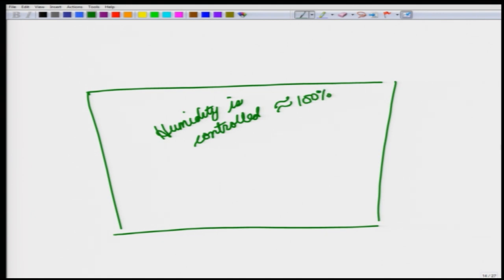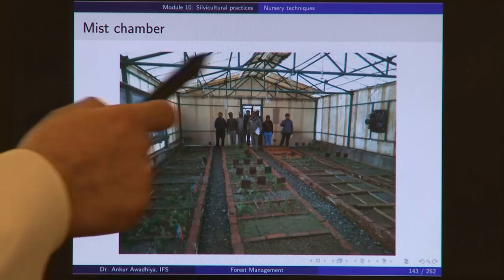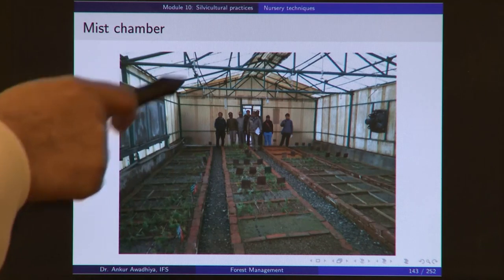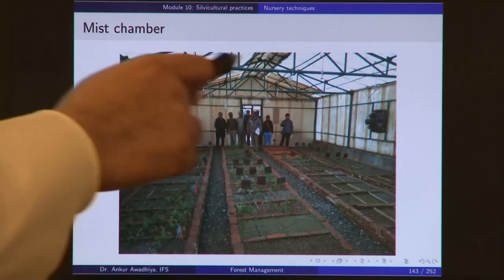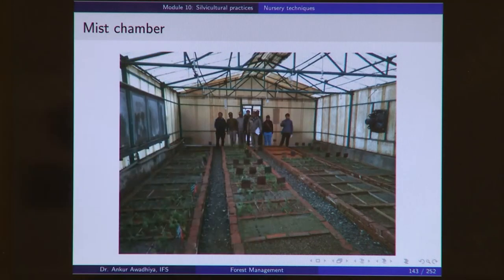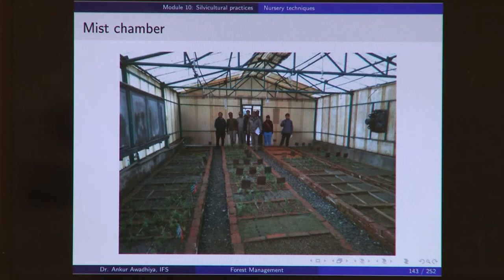Now, what we are seeing here is that we have these pipes on the top. And from these pipes there will be a regular flow of mist, because of which this room is covered from all sides. So, because of this mist, the whole of this chamber will be kept at roughly 100% humidity. Now, why would you want to have an area with 100% humidity?